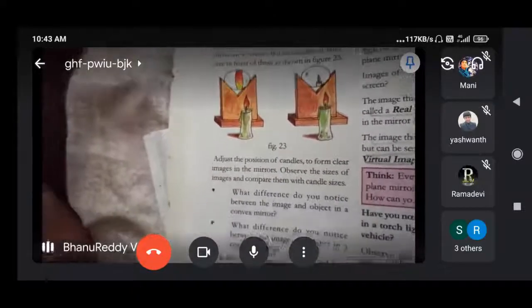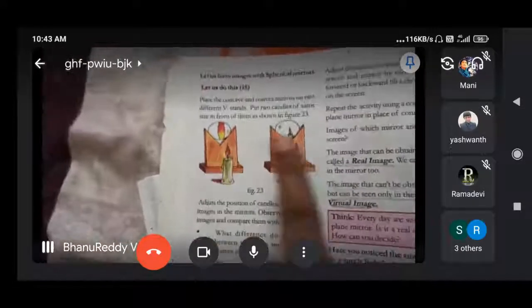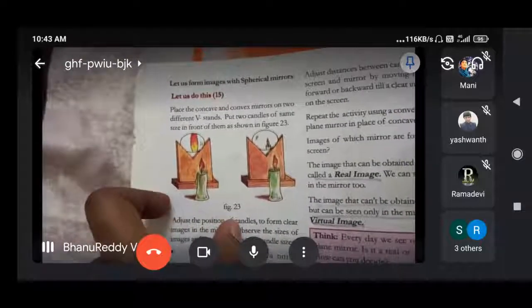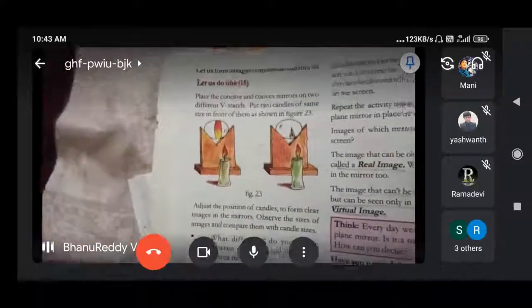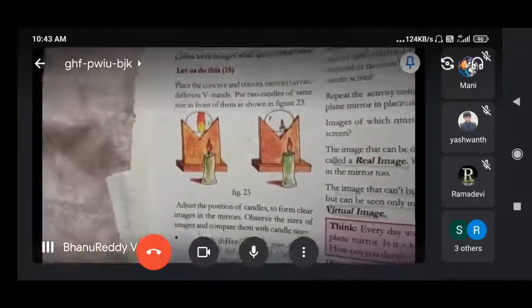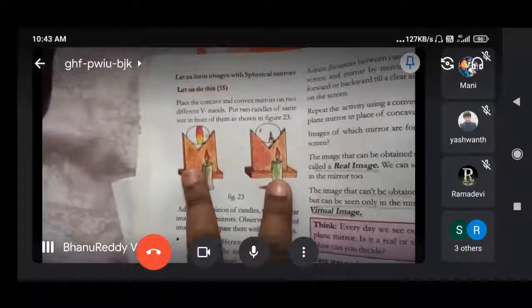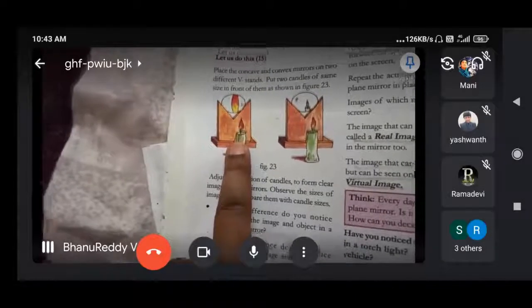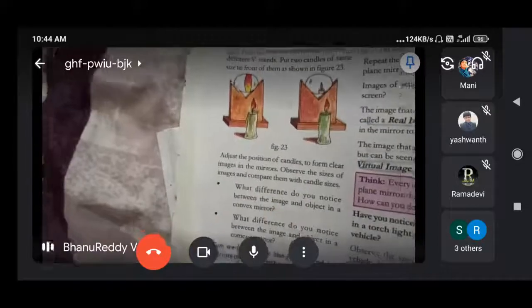Can we obtain the images formed by the mirrors on the screen? Here, both the cases we can observe. So in front of this concave mirror, if we place a screen, we can observe that the image reflects back again to that screen. So on the screen also we can see that image. In these two cases, only concave gives real images. That means it appears in the mirror and reflects from the mirror again to the screen, that is concave.